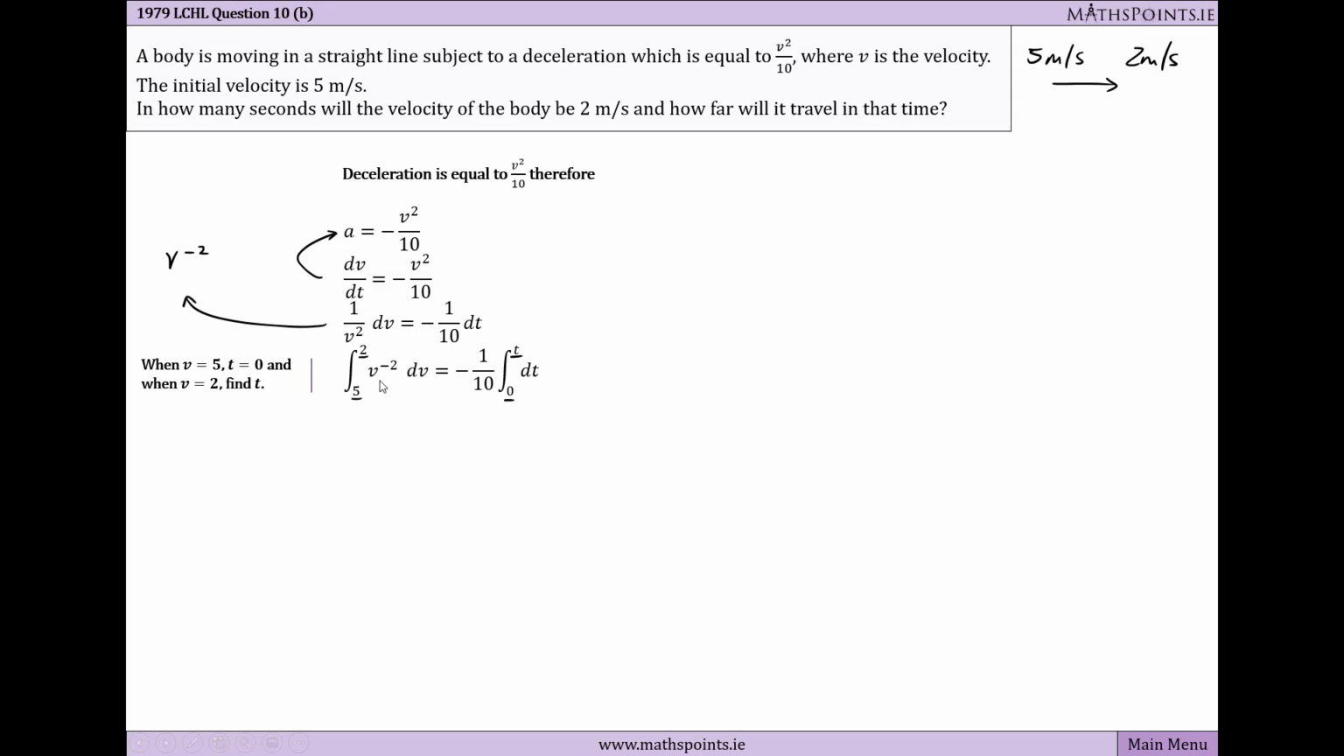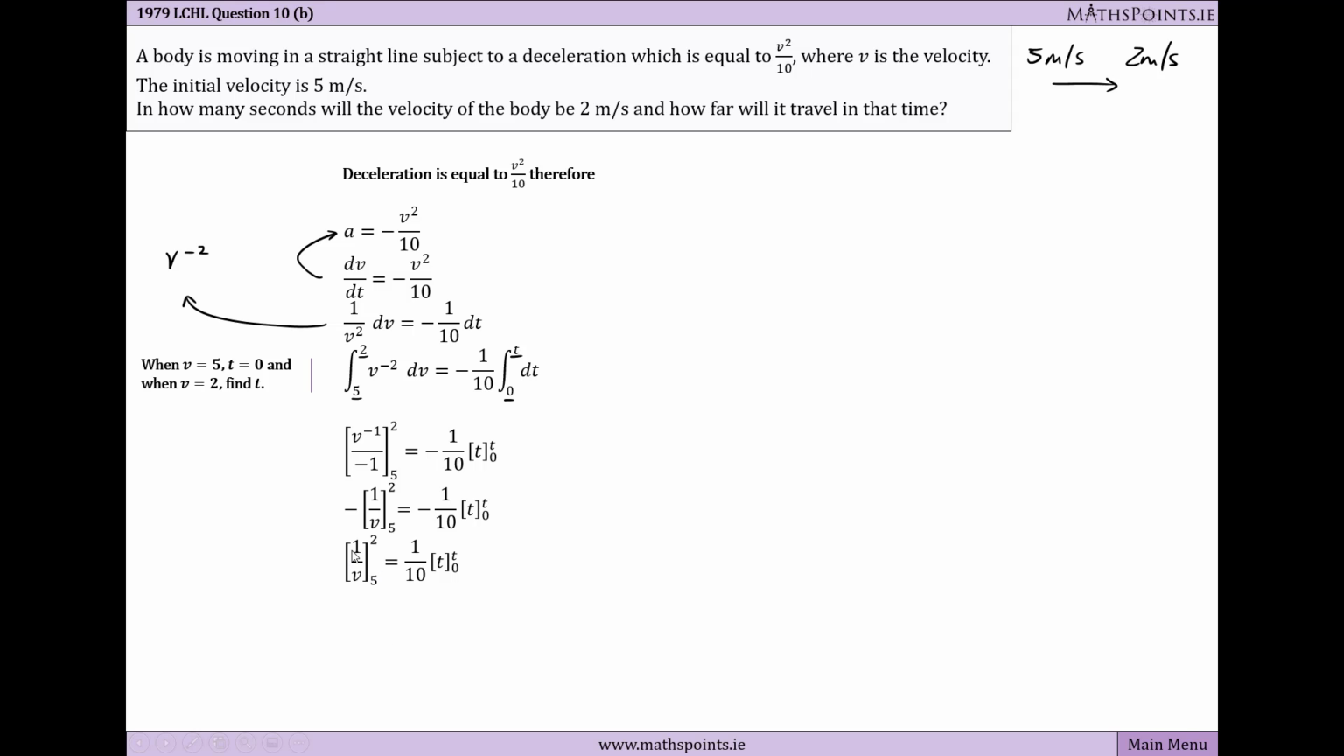So integrating v to the power of minus 2, I raise the power to v to the power minus 1, and then divide by the new power, minus 1. Then integrating the right hand side with respect to t, I get minus 1 over 10 times t. Before we sub in the limits, I'm going to convert v to the power minus 1 over minus 1 into minus 1 over v. We have a minus on both sides, so I'm going to multiply both sides by minus 1, and then sub in the limits.